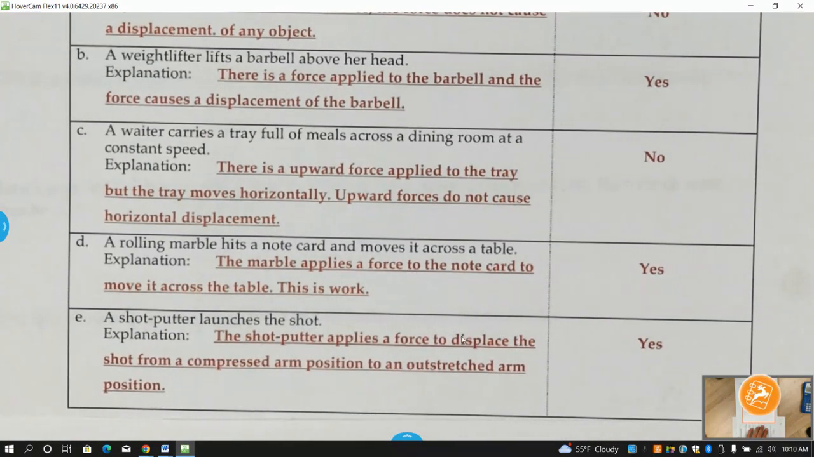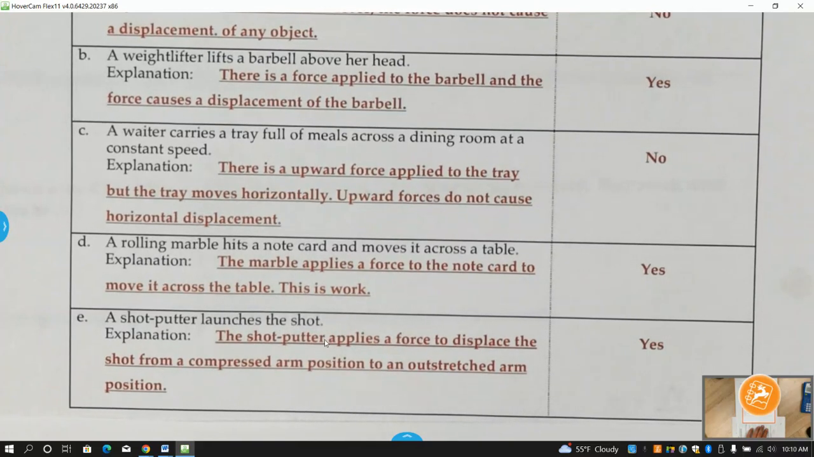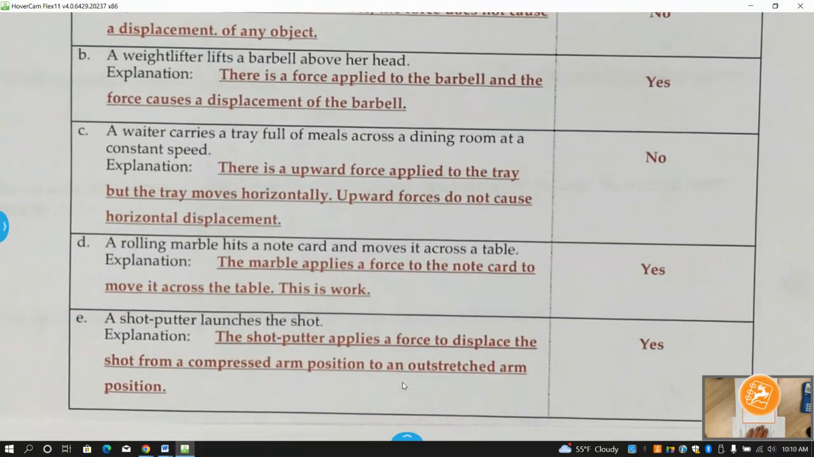All right, so the shot putter, if we wanted to try and simplify this: shot putter applies a force and moves the ball from compressed to outstretched, in order for him to launch the ball farther.